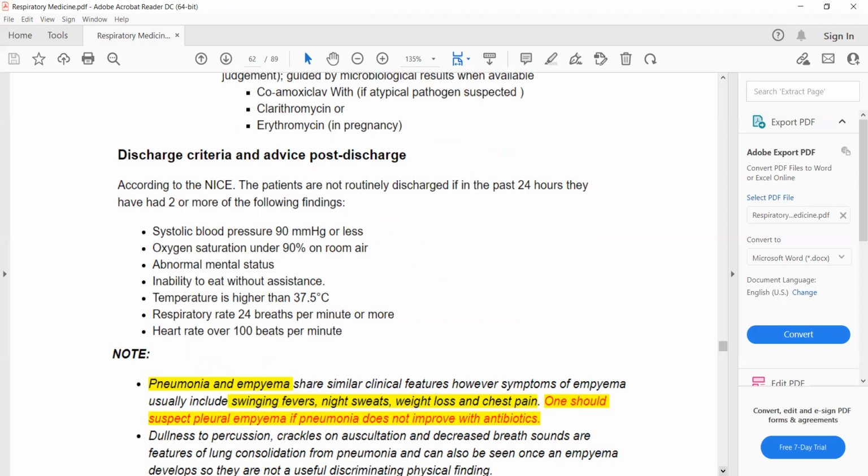What are these criteria? Systolic blood pressure 90 mmHg or less, oxygen saturation 90 or under 90, abnormal mental status, inability to eat without assistance, temperature higher than 37.5, respiratory rate 24 or more, and heart rate 100 or more. So if any two of these are present, then we will not discharge the patient.